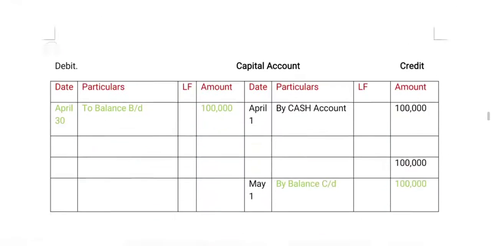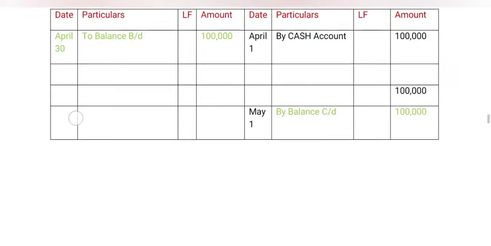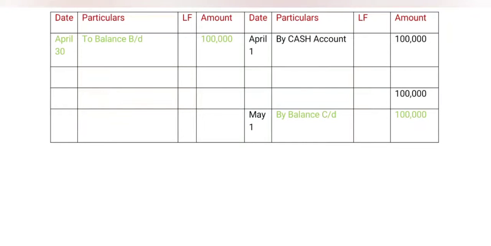Then we are going to prepare the capital account. Capital account is only one. It is the amount withdrawn from the cash account. Here, cash account debit and to capital account. Then we prepare it like this. Then after, balancing both sides, whichever is higher, take it in two columns.